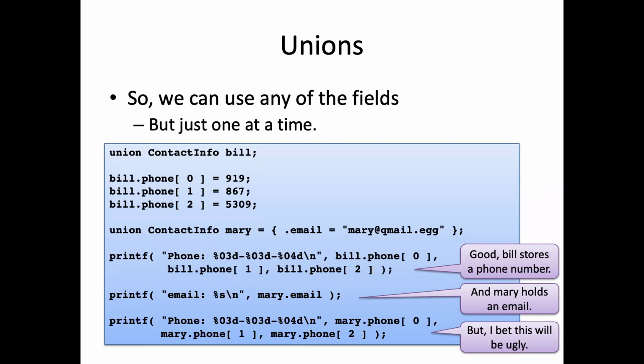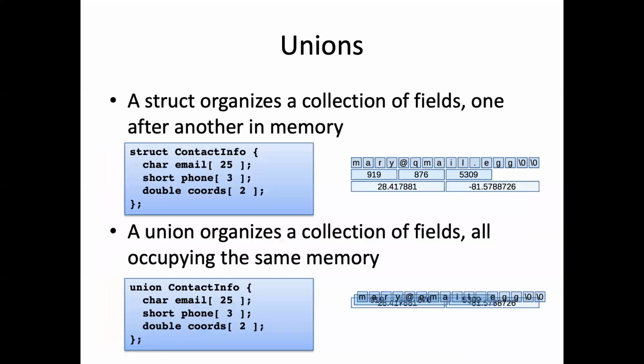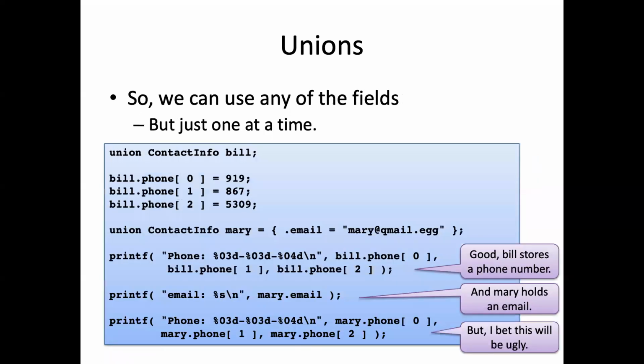So up at the top of this slide, I made an instance of a union called Bill. And for Bill, I used its phone number field. So I'm storing, if we go back to the definition, phone number, I'm pretending we're going to store that as 3 short values. So each part of the phone number, I'll store in one element of that array. So for Bill, I fill in his phone number field.